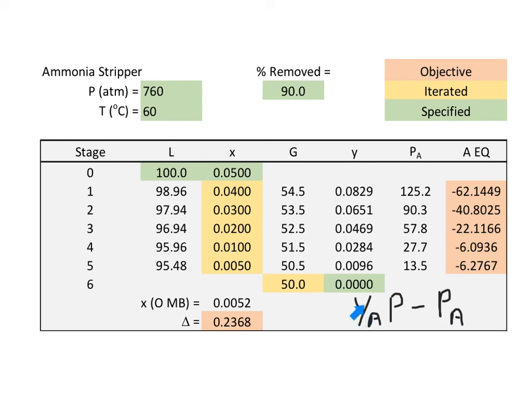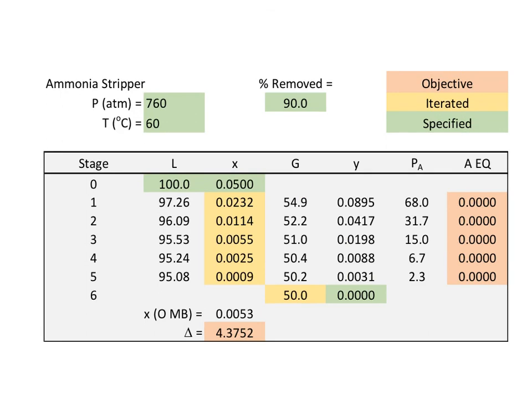So this y here is this value. The pressure here is this value. And the ammonia partial pressure here is this value. So this is changed by changing the mole fraction of the liquid phase until this is equal to 0. And then that calculation continues down the column. Here I've done just that. I've used Solver to change the liquid phase mole fractions so that the ammonia equilibrium equations are all satisfied.